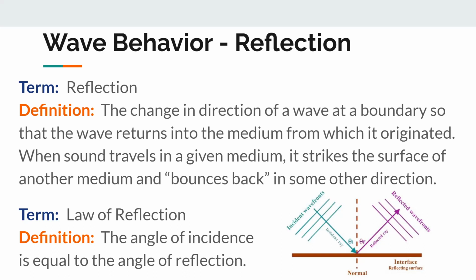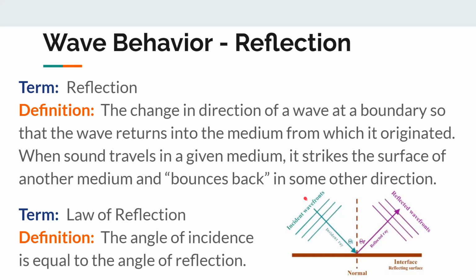The change in direction of a wave at a boundary so that the wave returns into the medium from which it originated. When sound travels in a given medium, it strikes the surface of another medium and bounces back in some other direction. And the direction that it bounces back in is also predictable because we have something called the law of reflection. And the law of reflection simply states that the angle of incidence is equal to the angle of reflection. And you can see here a picture of that.